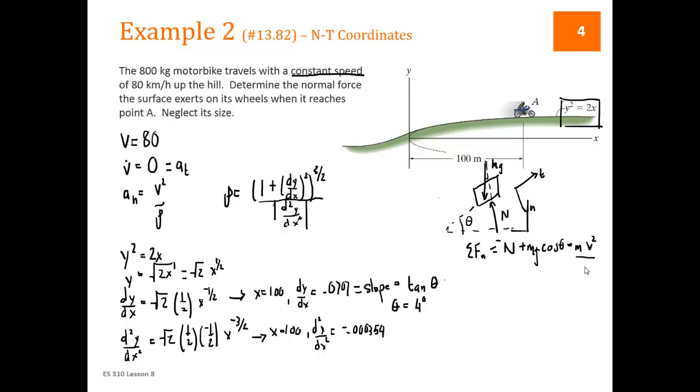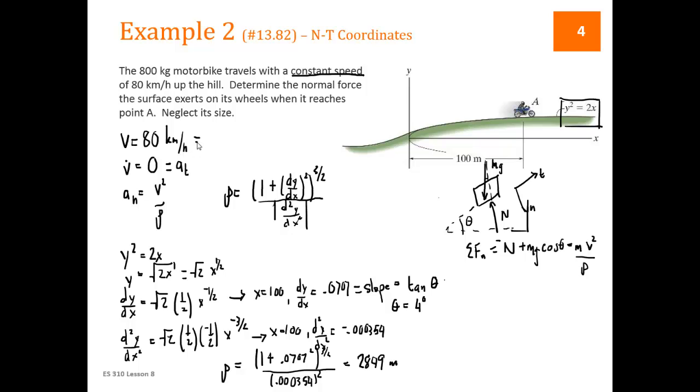V squared over rho. We need to find rho, right? So we found all the parts to rho. We can plug them all in. Get rho is equal to 1 plus 0.707 squared to the 3/2 divided by this really small number, 0.000345354 squared, which is equal to 2,849 meters. We also, the 80 is in kilometers per hour.